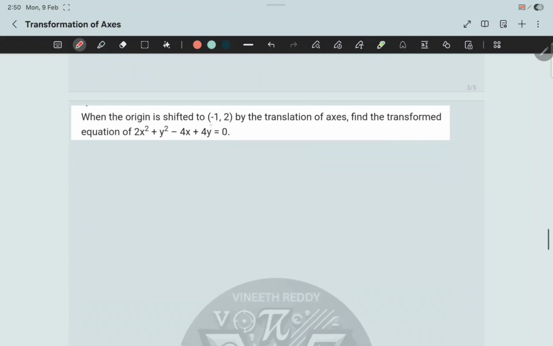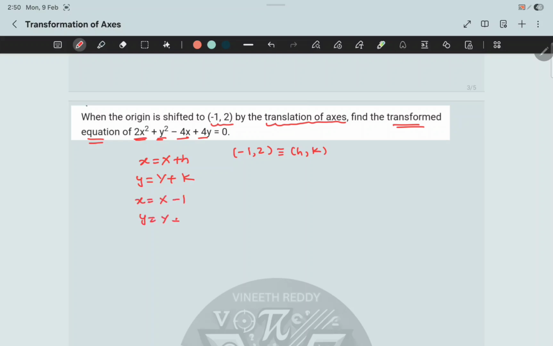Now the next question is, when the origin is shifted to minus 1 comma 2 by the translation of axes, find the transformed equation of 2x square plus y square minus 4x plus 4y. Again we will write small x is equal to capital X plus h, small y is equal to capital Y plus k, because this is not a rotation question, this is a translation of axes question. And minus 1 comma 2 is nothing but h comma k. So we can write small x as capital X minus 1 because h is minus 1, and small y as capital Y plus 2 because k is equal to 2.